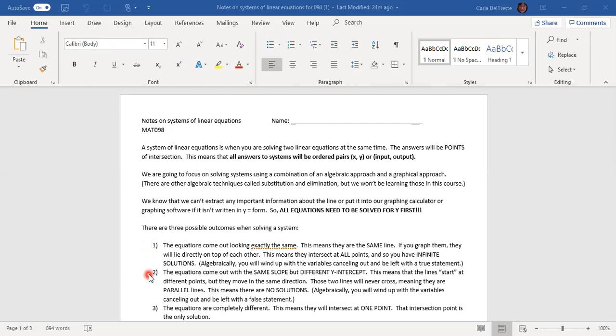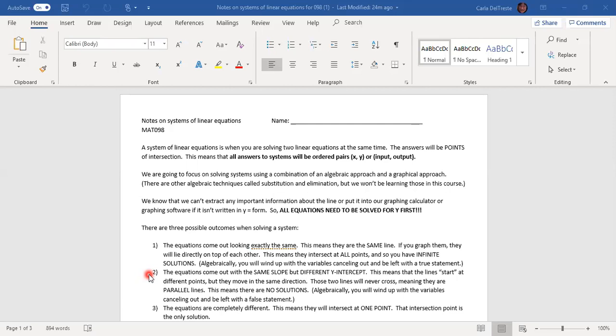Possibility number two is that you solve each equation for y, and the equations come out with the same slope but different y-intercept. That means that the lines quote-unquote start at different points because they have different y-intercepts, but they're going to move in the same direction. Now, if we were live, I'd be demonstrating this in the front of the classroom. Imagine that I'm standing at one point somewhere in a room, and someone else is standing a few feet away from me.